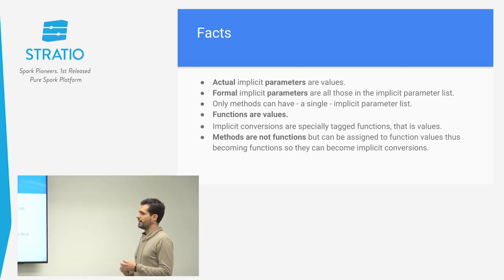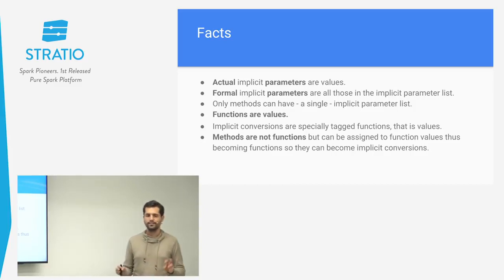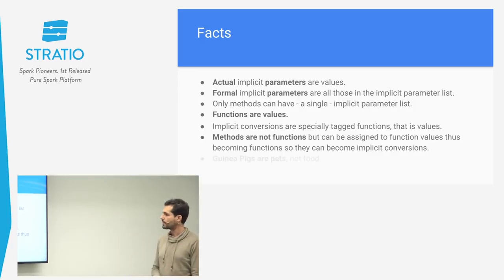So then you might be tempted not to define implicit conversions as methods, but you can do it because the compiler has this internal implicit conversion from method to function. So it is tricking you.